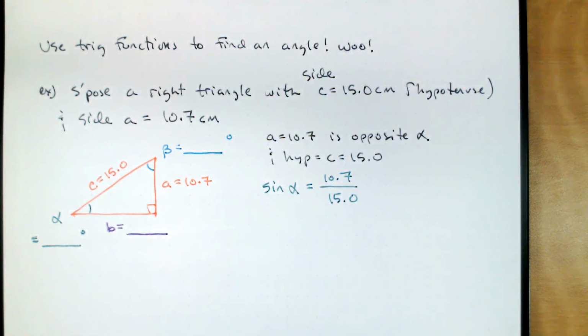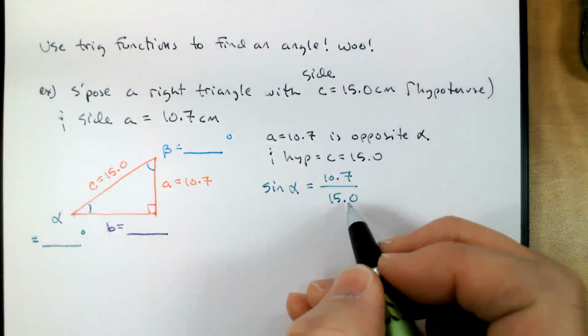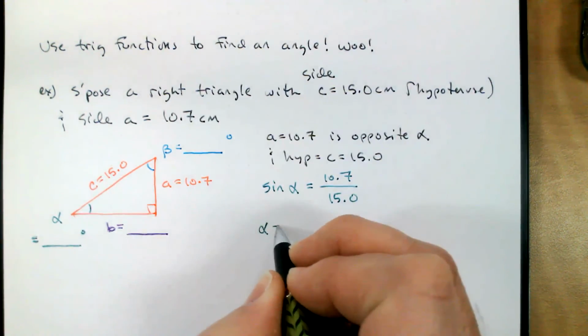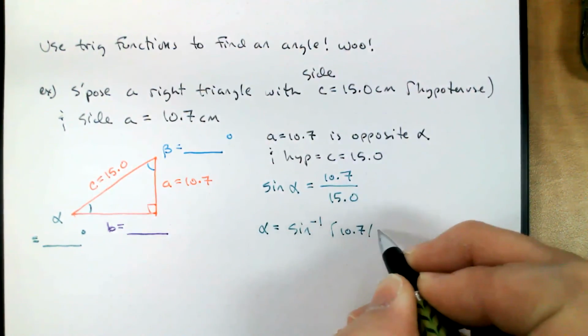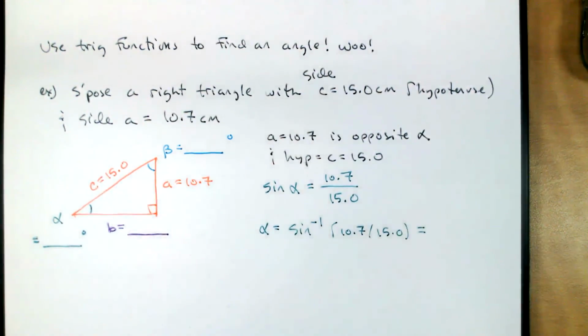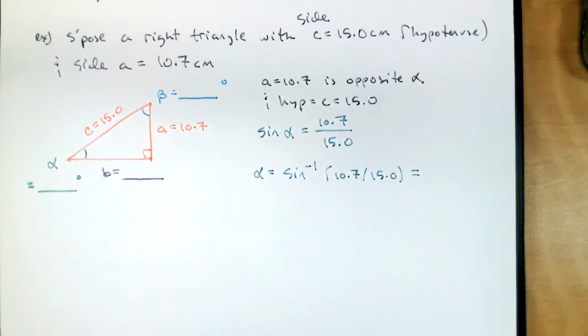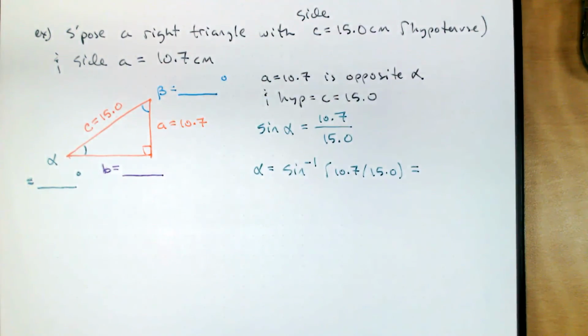So now I'm looking for an angle, and I know the sine of the angle is 10.7 over 15. So to figure out what the angle is, I'm going to have to use the inverse sine. I'm going to have to use the inverse function. So let's do that on our really expensive calculators. So first, let's talk about how to write this. If the sine of alpha is 10.7 over 15, then alpha is going to be the sine inverse of 10.7 over 15. That's how we're going to write it.